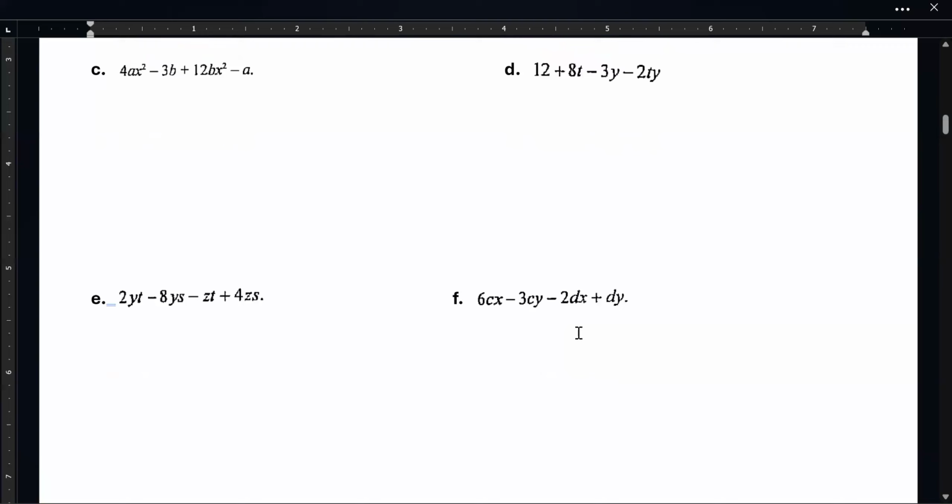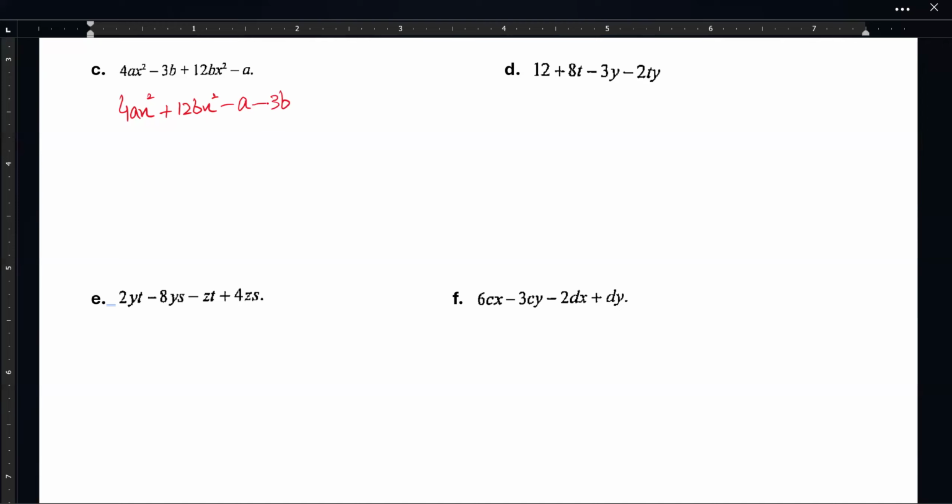In part C, we observe that in the first two terms, yes, nothing is common. That's true. So what do we do now? Rearrange the terms. I observe 4ax squared. I'm going to write 12ex squared. Now I can see something common here. In the next two terms, I'm going to have the square.